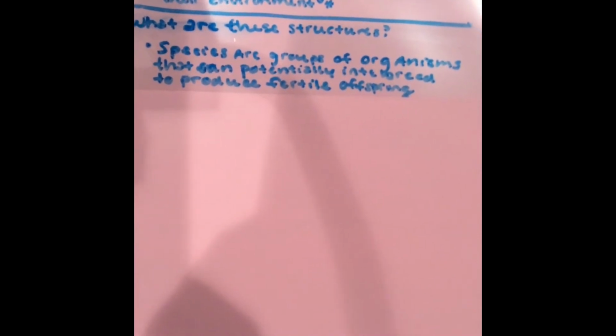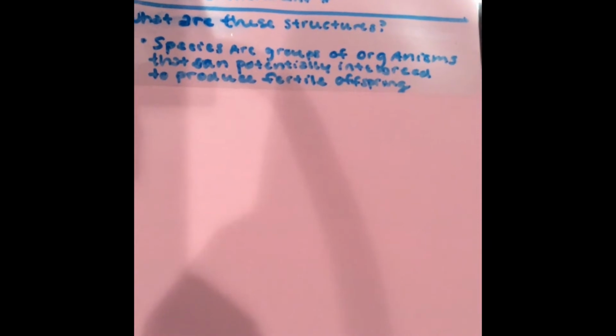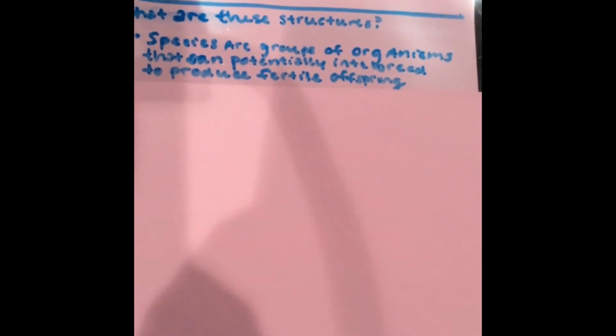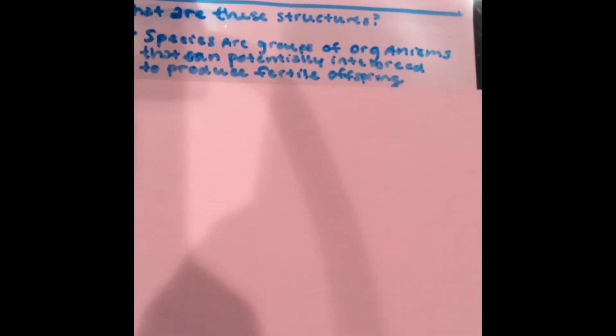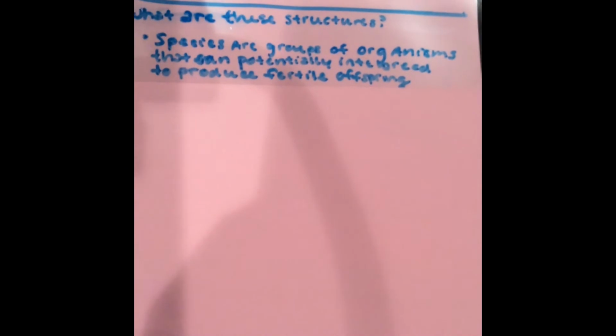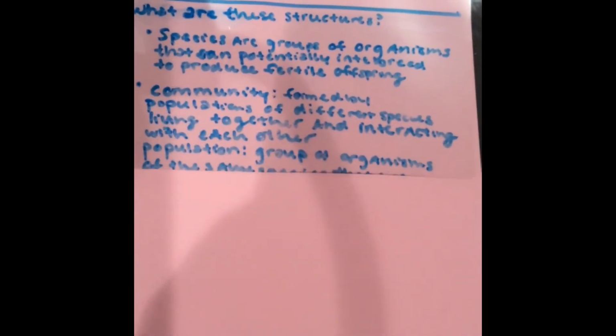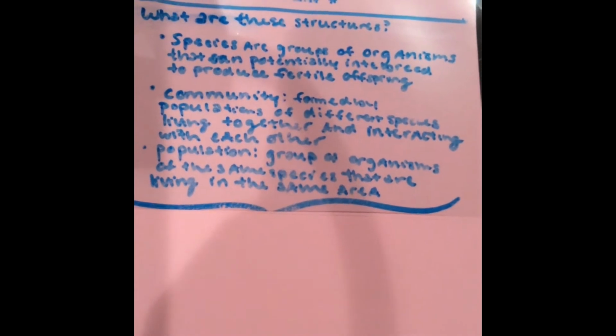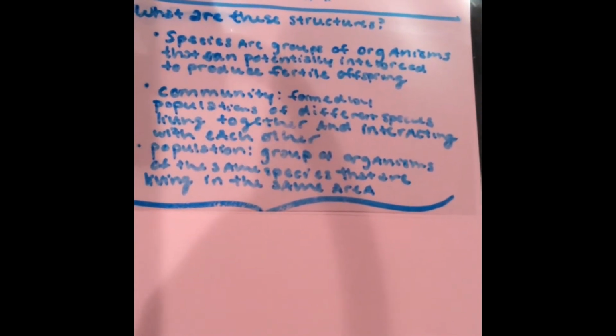Continuing onward, much of the basics of ecology are based on the living structures of organisms within their environment. So what are these so-called living structures? Well, a species is one of the living structures, and a species is a group of organisms that can potentially interbreed to produce fertile offspring. A population is a group of organisms that are living in the same area, while a community is formed by populations of different species together and interacting with each other.